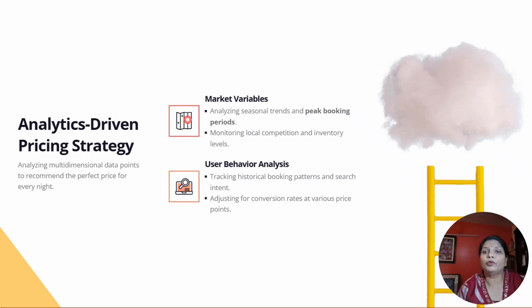The second set of inputs focuses on user behavior analysis, similar to what Amazon does. Historical booking patterns and search intents are tracked by understanding how guests respond to different price levels. Conversion rates at various price points are then used to estimate the likelihood of booking. By combining market variables with user behavior data, Airbnb's pricing model can recommend prices that adapt to changing conditions in real time. This analytics-driven approach helps hosts remain competitive while maximizing their occupancy and revenue.